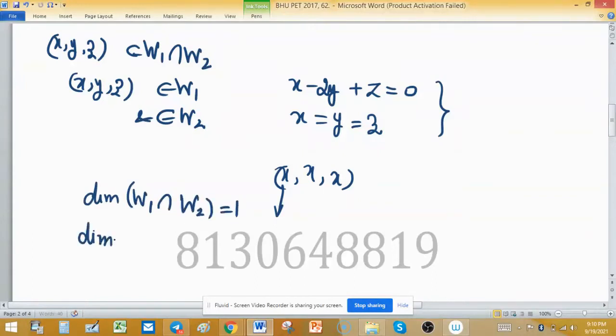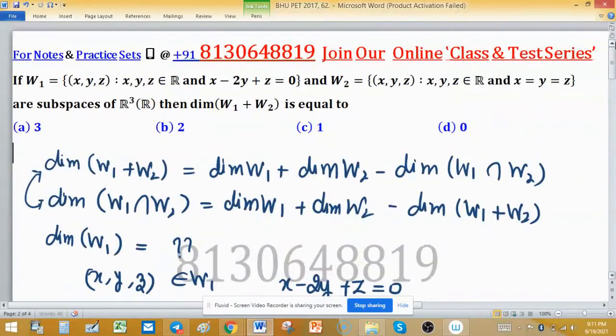Now use the formula as we discussed in this class. The dimension of W1 + W2, the sum, is equal to the dimension of W1, which is 2, plus the dimension of W2, which is 1, minus the dimension of the intersection, which we found to be 1. So 1 minus 1 cancels out and we are left with 2. Which option gives the value 2 as the dimension of W1 + W2? Option B is the correct choice.